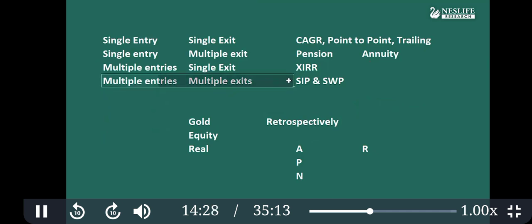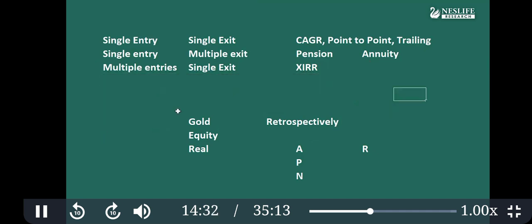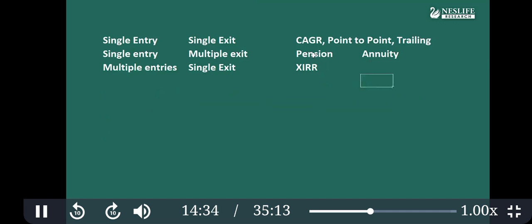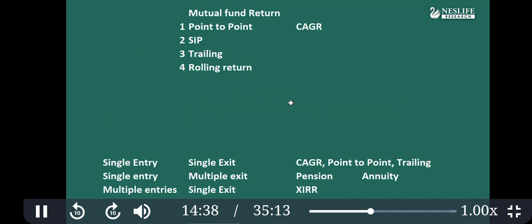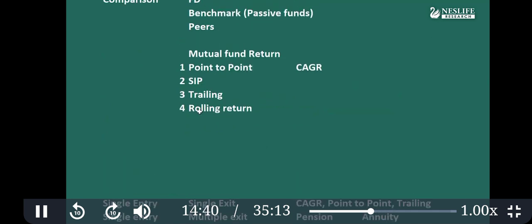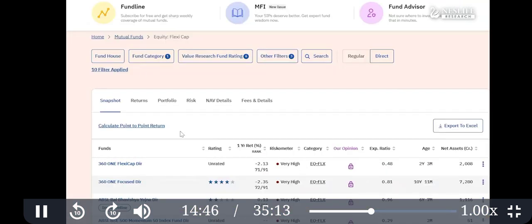But as of now, this is not required for you. You are at the wealth creation zone. So this XIRR we are going to discuss, and these four we are going to discuss. Rolling return is another type of return that we are going to discuss. So this was the theoretical background. Now let's go to the practical.